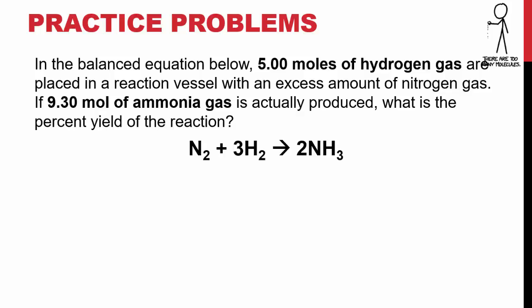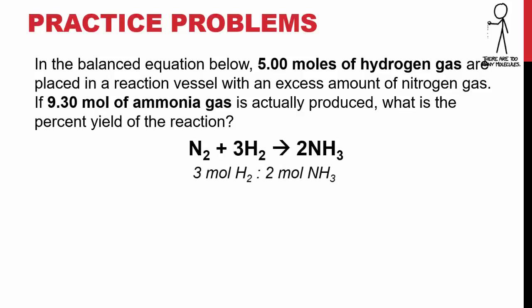So if you think of this in terms of steps that you have to carry out, you're first going to want to do the mole calculation, the stoichiometric calculation, for how many moles of ammonia gas you end up with. And then you're going to go back into the question and find the actual amount produced. And step 3 would be to set up that percent yield formula.